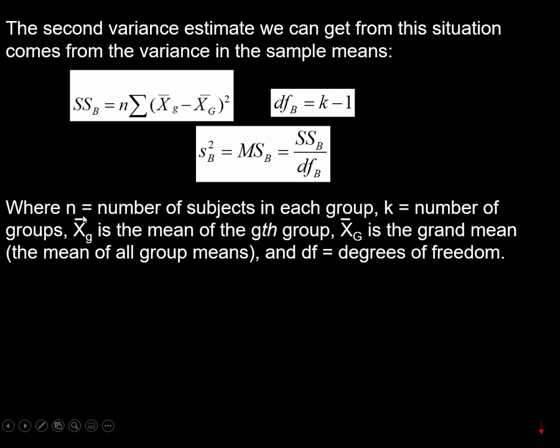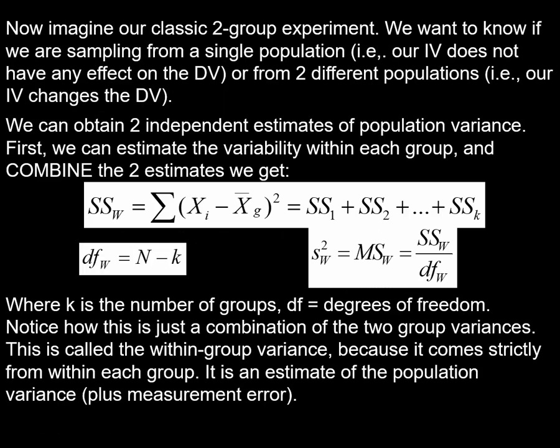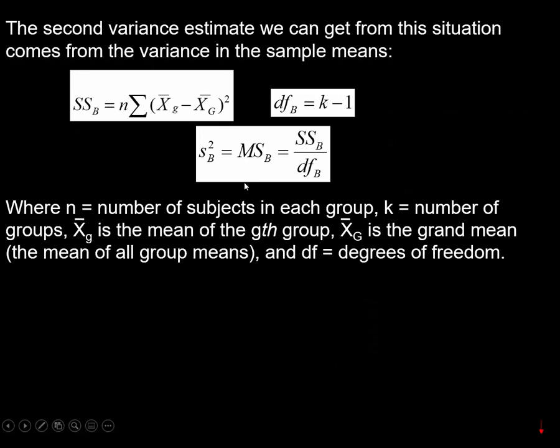So, again, n is the number of subjects in each group, k the number of groups, x bar sub g the mean of the gth group, x bar sub big G the grand mean, and df always degrees of freedom. Now, why are we doing this? Why are we getting two different estimates? This estimate of the population variance and this estimate of the population variance.